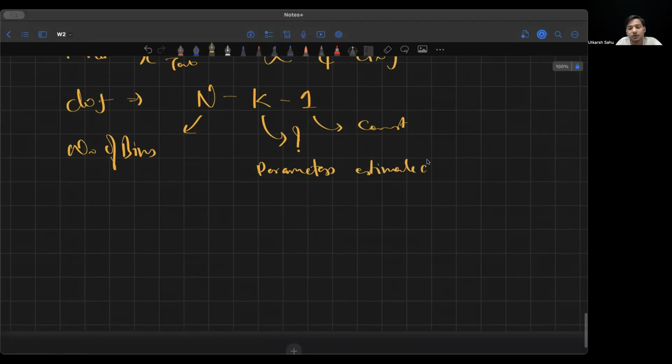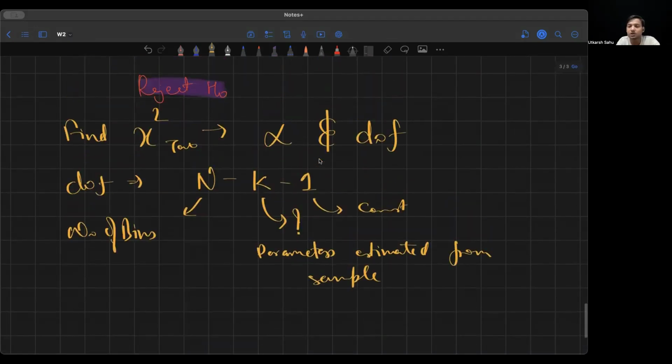parameters estimated from the sample. So know this: how many parameters you are estimating from the sample, that is going to be here, not the number of parameters of the distribution. This is something which people confuse a lot.